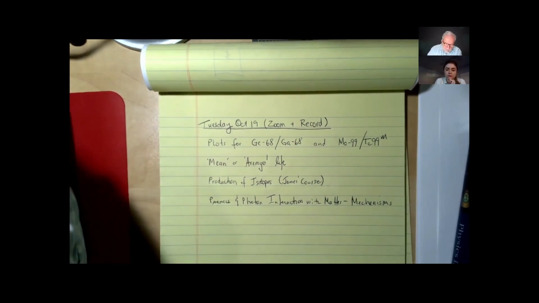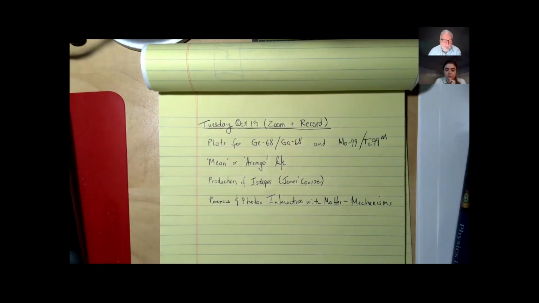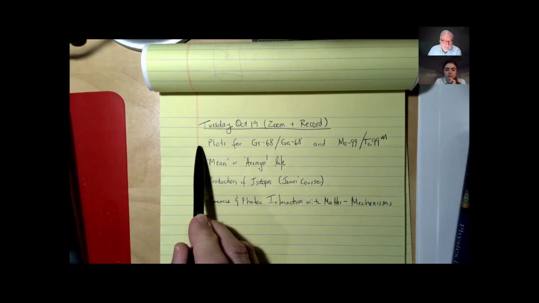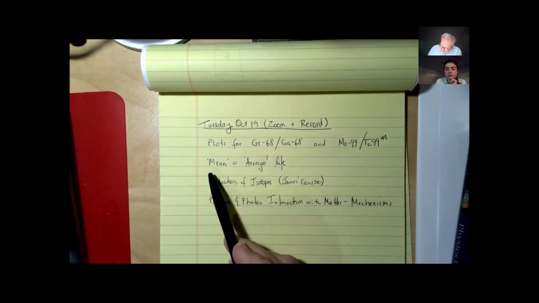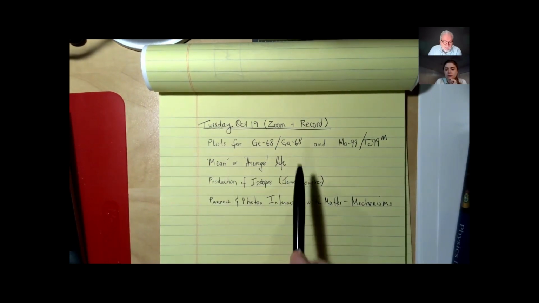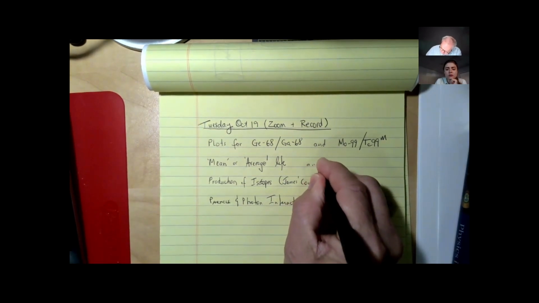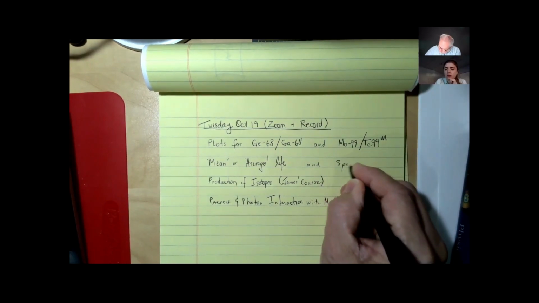So what we're going to do this morning is wrap up. We'll look at your plots for the two generators. We're going to look at the definition of mean or average life and the definition for specific activity.